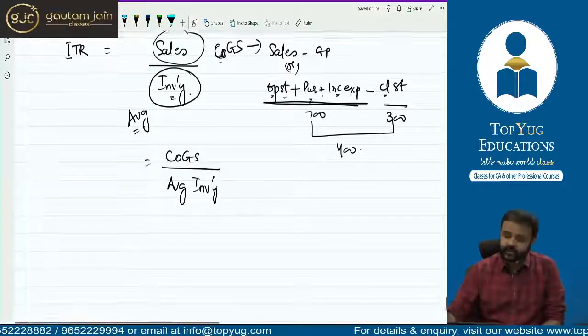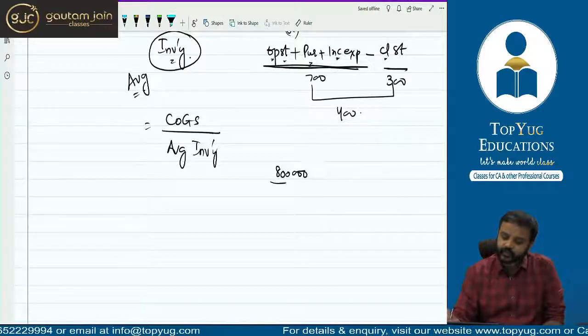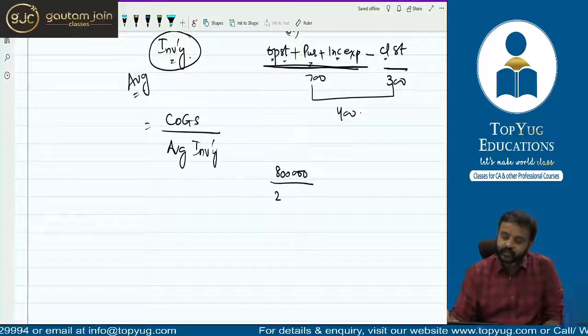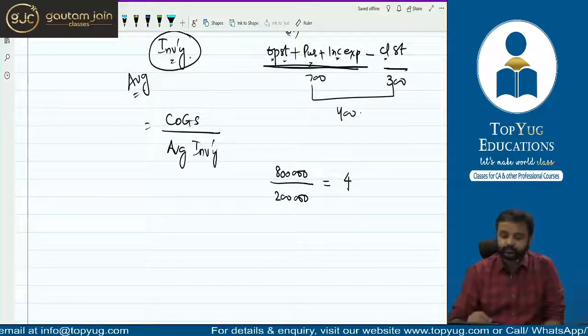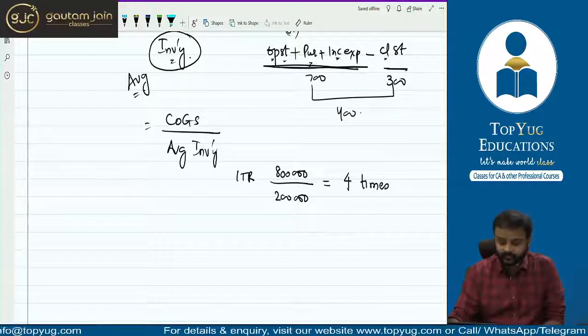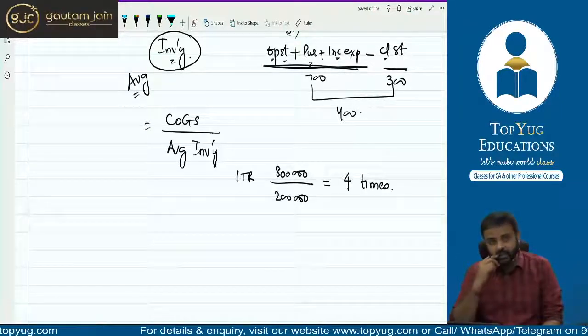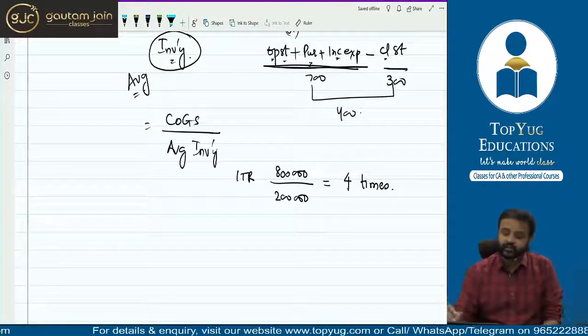Okay, sir. Now let me take some example. Let's say cost of goods sold is some 8 lakh rupees and average inventory is, let's say, 2 lakh rupees. So you get 4. So this is your ITR, and it is 4 times. We always denote this in times. So 4 times is the inventory turnover ratio.